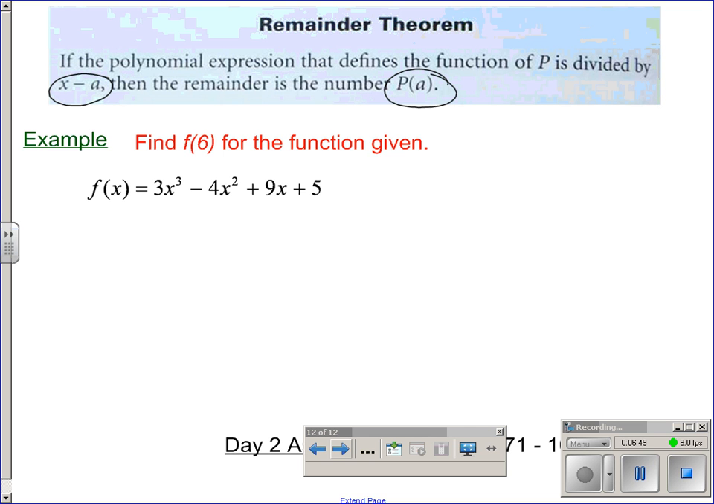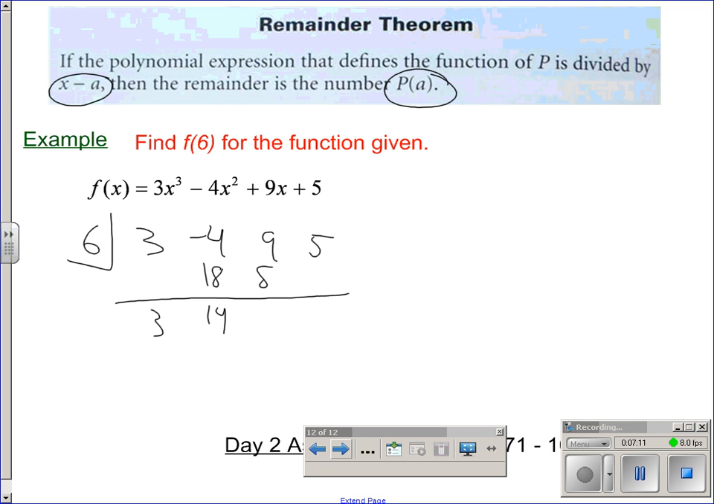So what we can do to find f of 6 is just use synthetic division. We're going to do 6 and our coefficients, 3, negative 4, 9, 5. So bring down the 3. 6 times 3 is 18. Add those up. That's a 14. 6 times 14 is 84. Oh boy. Add those up. We're looking at a 93.